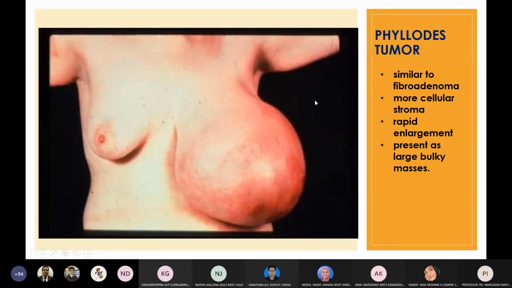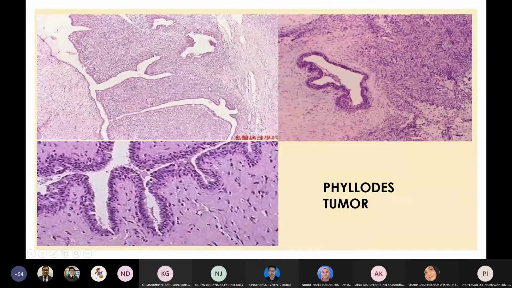The thing with these phyllodes, characteristically, they present as a very huge mass of the breast, such as this. Can you imagine how many times bigger than here? Almost 10 times. Histologically, as I said, similar to fibroadenoma, a lot more stroma, rapid enlargement, so they present like this. Histologically, they look like this. This is what I meant just now, the leaf-like, cleft-like. So there's abundant stroma here.